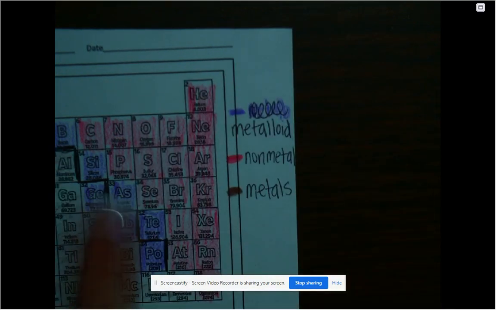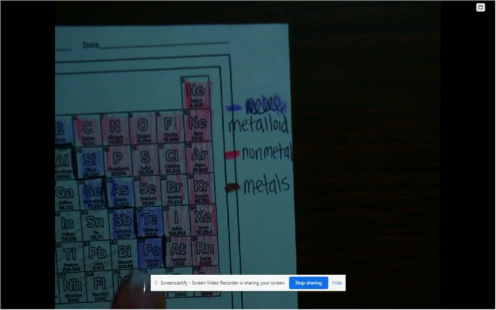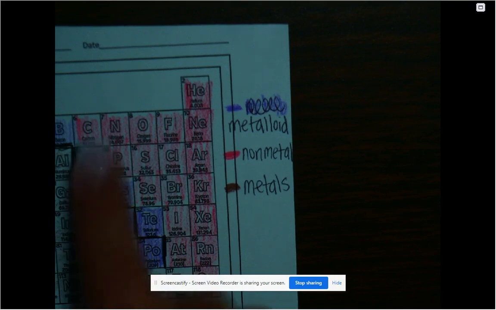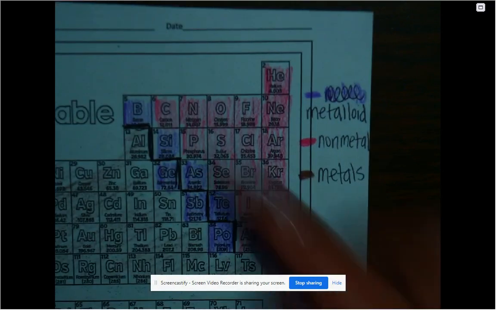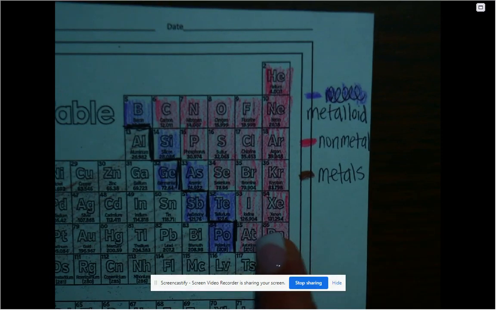Our metalloids, we made a stair steps. There you go. And we went all the way down to polonium, and everything that was touching was basically a metalloid, not including aluminum and not including astatine.